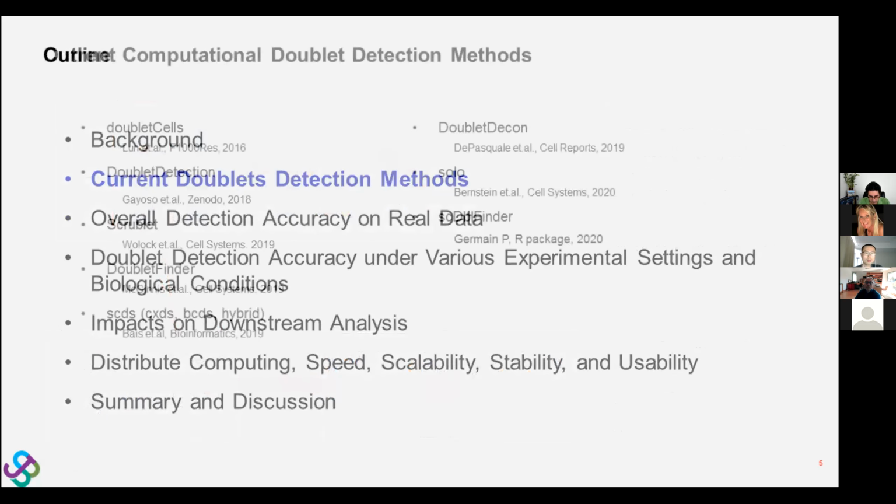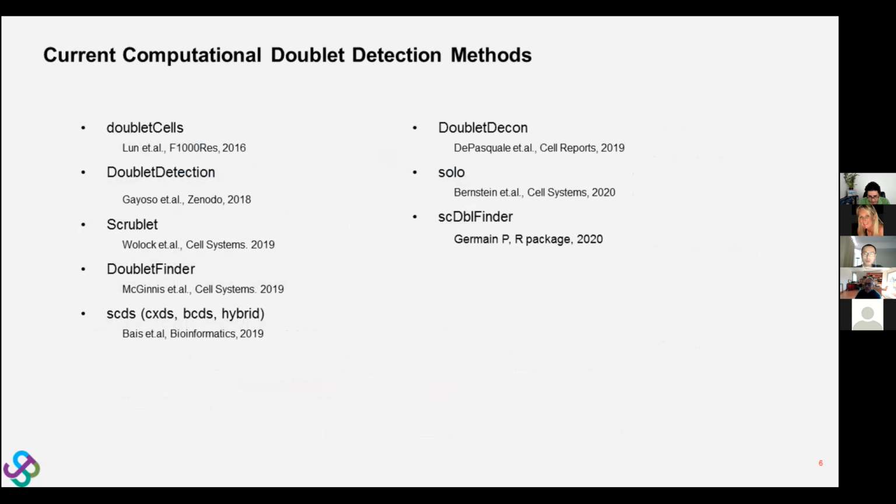To deal with this problem, there are two directions. The first is to design experiments to identify doublets. The second direction is to use computational methods to find those doublets. The advantage of computational methods is that we don't have to design special experiments to find doublets, which saves our time and money. It can also help us identify doublets from existing data sets.